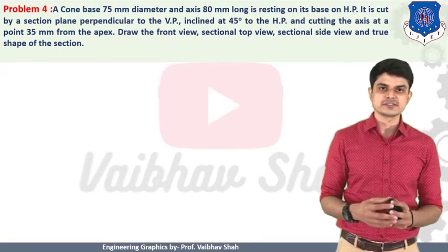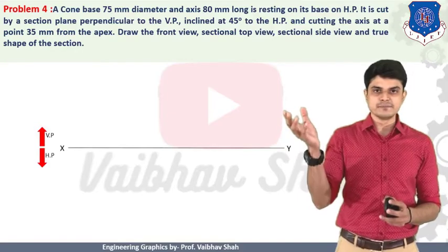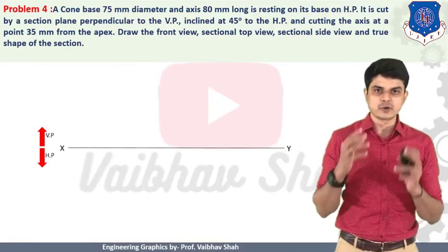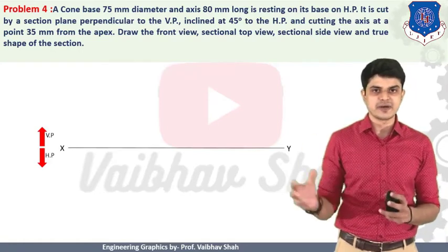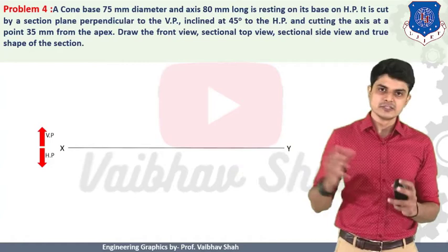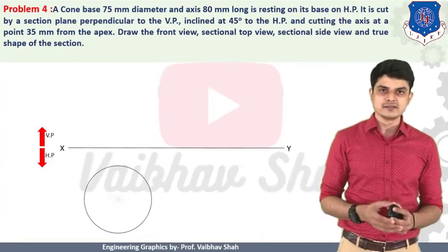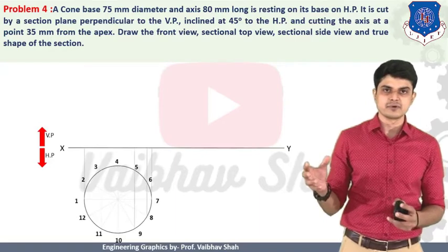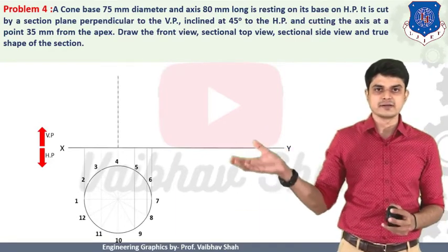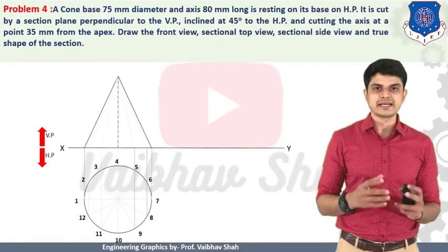So let us first construct our XY line. Above the line is VP obviously, and below is known as HT. Then we say that the cone is resting on its base onto HT. So we should draw the circle onto the HT first, below the XY line. So let us draw the circle below the XY line like this. After having this circle, we should divide it into some number of parts like this, and we should draw vertical lines from each and every point to create the front view just above the XY line.